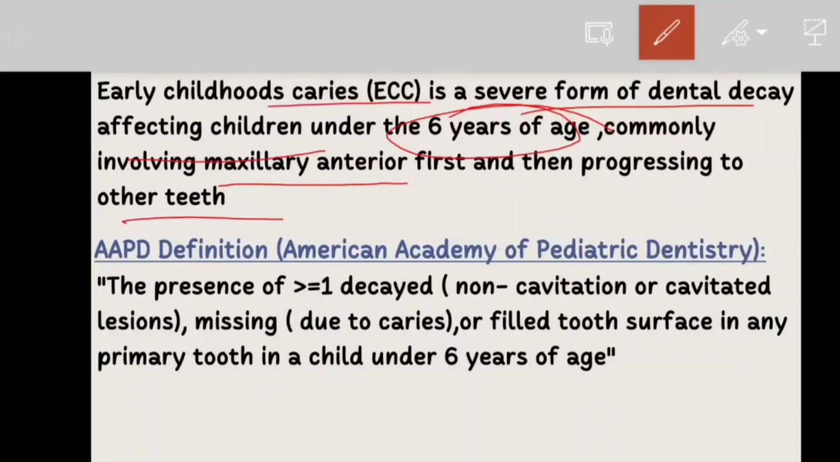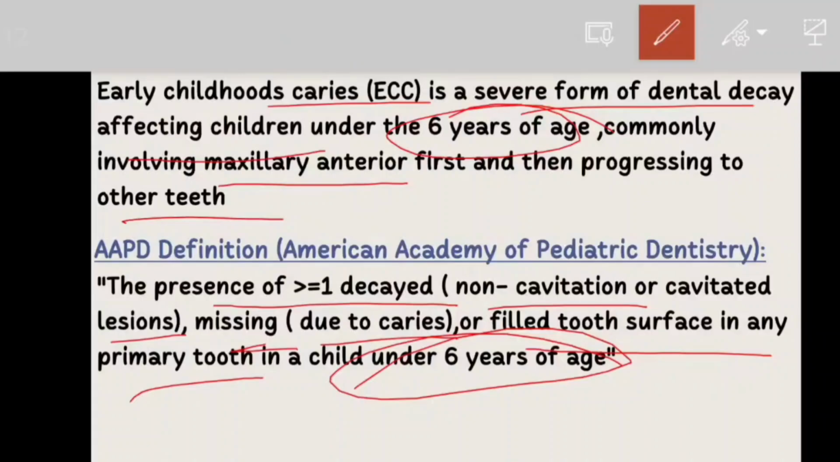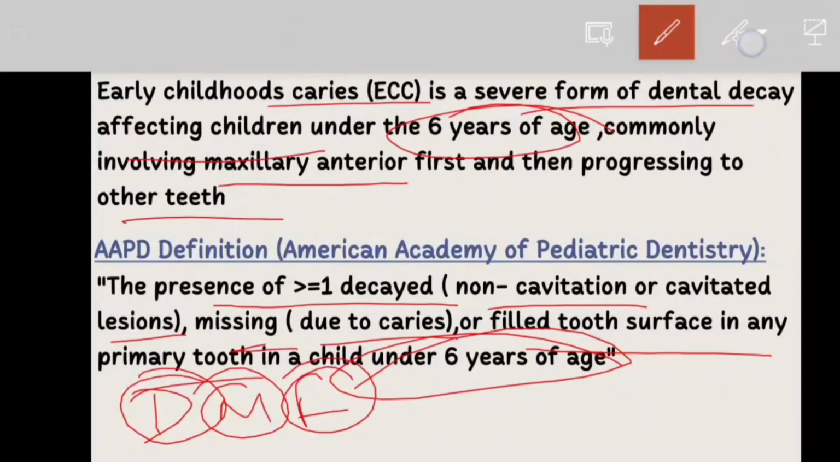of age. According to the American Academy of Pediatric Dentistry, it is defined as the presence of one or more decayed, either non-cavitated or cavitated lesions, missing teeth due to caries, or filled tooth surfaces in any primary tooth in a child under 6 years of age. The trick to remember is DMF. D means decay, M means missing, and F means filling. So DMF in primary teeth before the 6th year is known as early childhood caries.